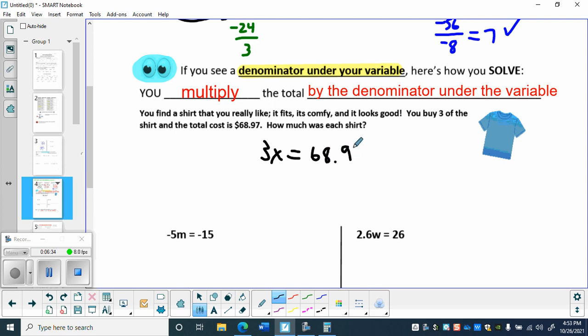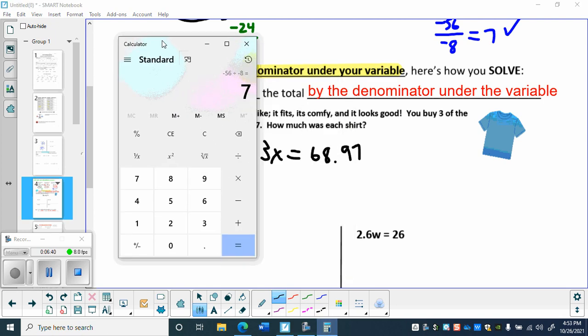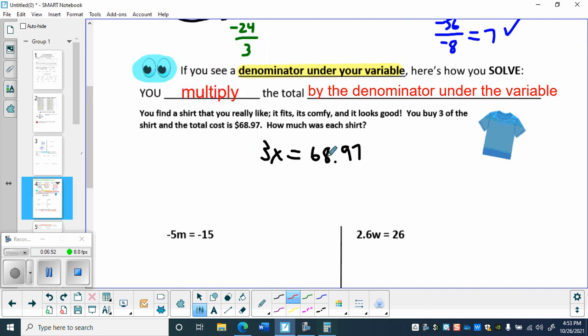Now, you guys might not even be worried about this in the language of algebra. You're probably thinking, okay, if I've got those 3 shirts and they were $68.97 total, and I just want to know how much one of them cost, I'm just going to do that divided by 3 to see how much one of them cost. All right, cool, $22.99. And that's actually exactly what we're going to do over here.